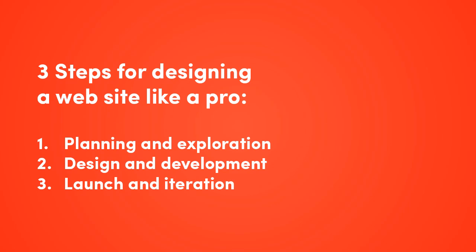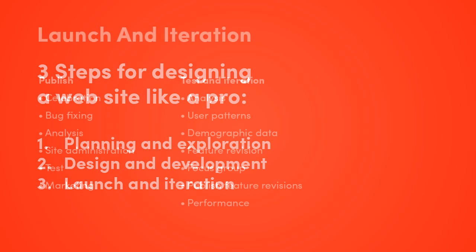The process as I use it is divided up in three major steps. Number one, planning and exploration. Number two, design and development. And number three, launch and iteration. I would really urge you to check out the two other videos that I've done in this series. If you haven't seen them yet, go back, check them out, and you will be up to speed. But as I said, this video is going to be about launch and iteration, the final step of producing and finishing up your website.